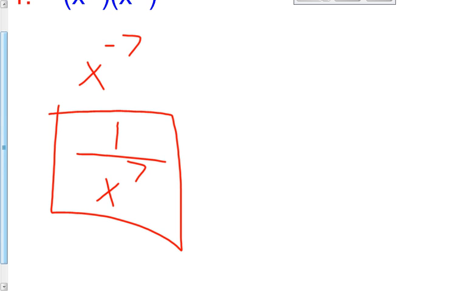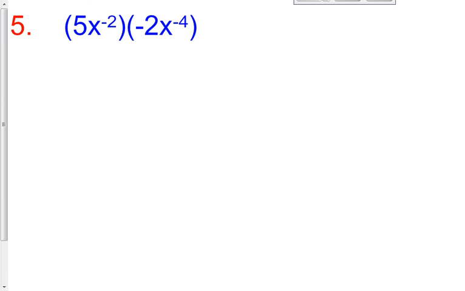And the last one that we're going to do for multiplying today, number 5: 5x raised to the negative 2nd multiplied by a negative 2x raised to the negative 4th. For the coefficients, we multiply these two together, so we multiply 5 times a negative 2 and get a negative 10. And then we have x to the negative 2nd times x to the negative 4th with common bases, a base of x and a base of x. All we do is add their exponents. A negative 2 plus a negative 4 is x raised to the negative 6th.